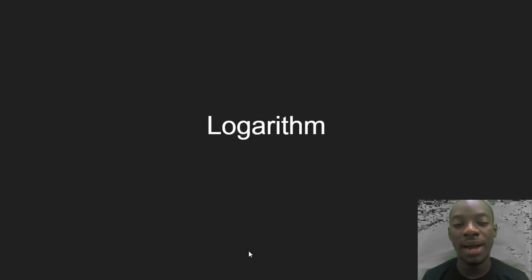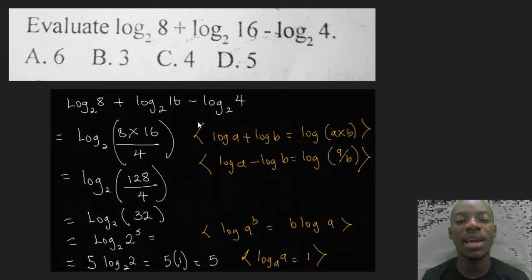Let's talk about logarithm right now. Now we pick a question from the past years in logarithm. I chose this question because it will help to show you most of the laws of logarithm and to remind you.